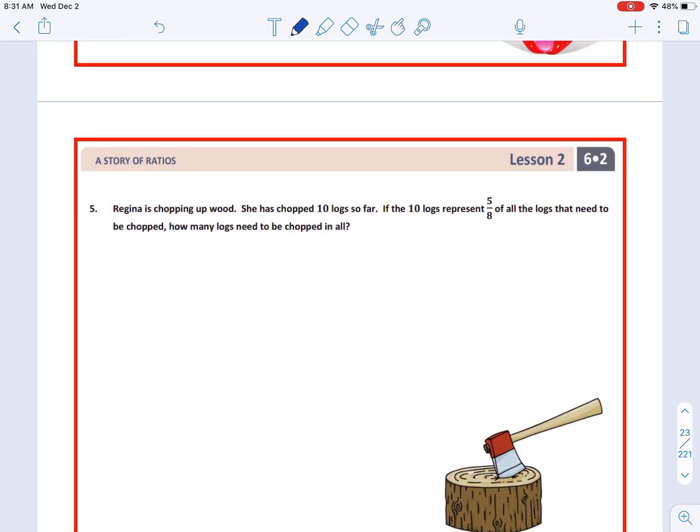All right, guys, last example before the problem set. Number 5 says, Regina is chopping up wood. She has chopped 10 logs so far. If the 10 logs represent 5/8 of all the logs that need to be chopped, how many logs need to be chopped? So we need to figure out 10 divided by 5/8. Okay, so we're going to turn 10 into a fraction and then skip, dot, flip.